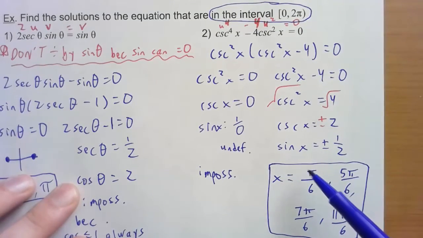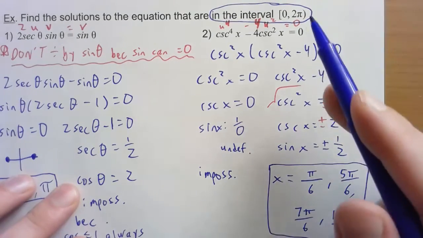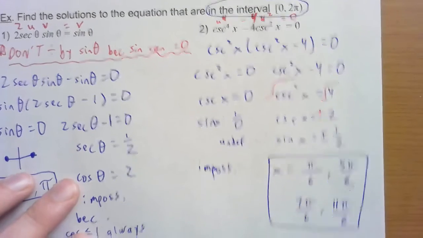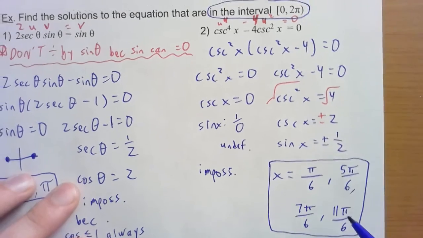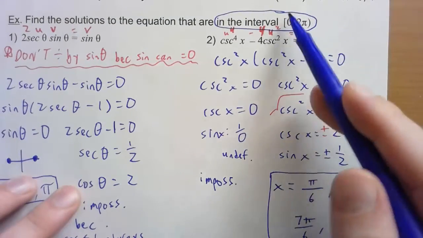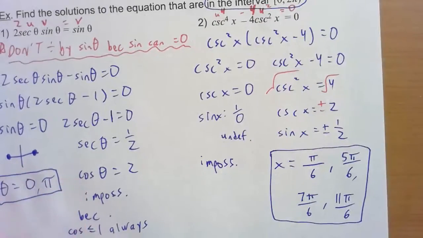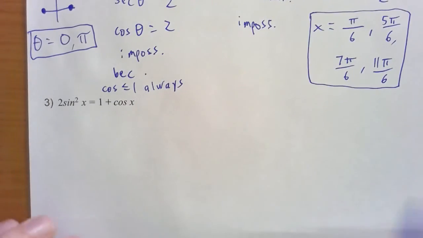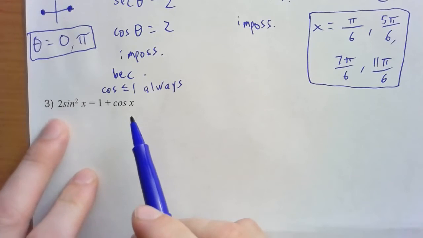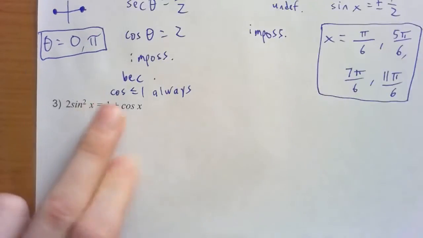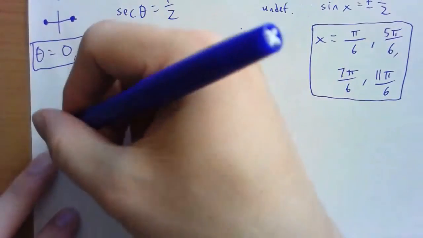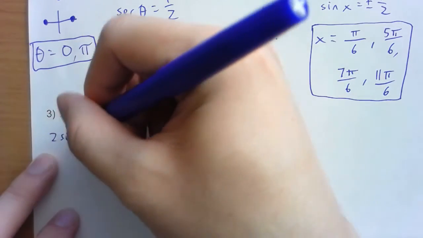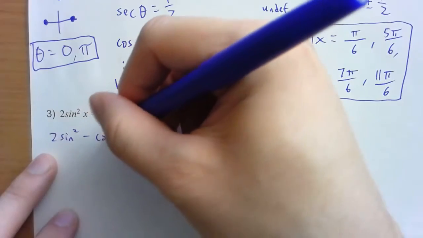If I add 2 pi, if I get 13 pi over 6, it's going to be too big. If I subtract 2 pi, I get negative pi over 6, it's going to be too small. It's going to be outside that interval. Okay, so one last one here. So this one, I've got sine squared there, cosine there. I mean, I can try to make it equal to 0, see if we can factor it, but it's going to be a little bit trickier here.